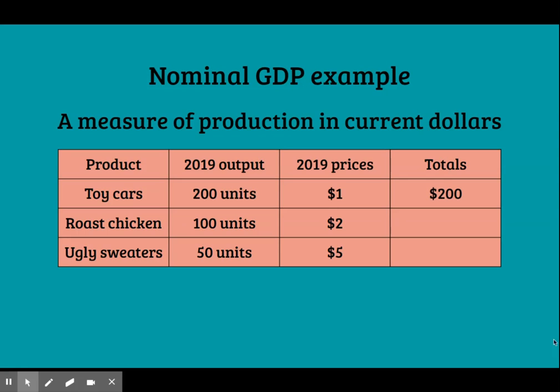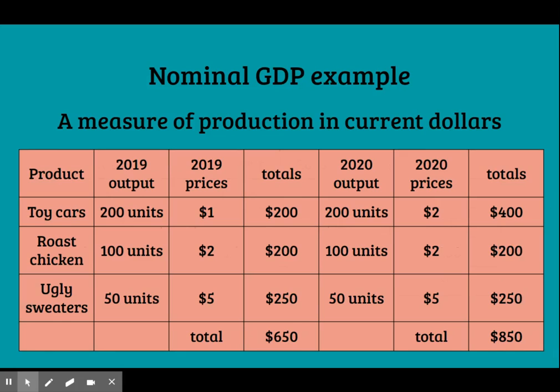For toy cars, the total is $200. Roast chickens is also $200. And ugly sweaters brought in $250. Adding it all together gives us a nominal GDP of $650. And that's all it takes. Let's compare last year's nominal GDP with this year's GDP to see how we did as an economy.